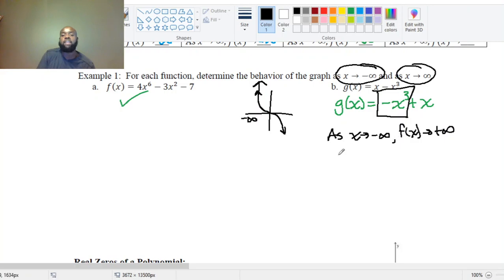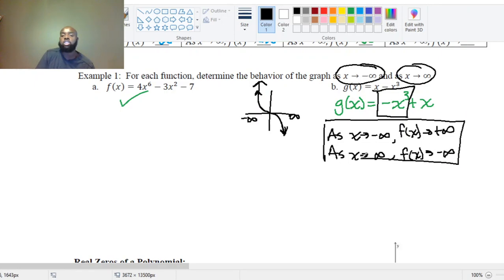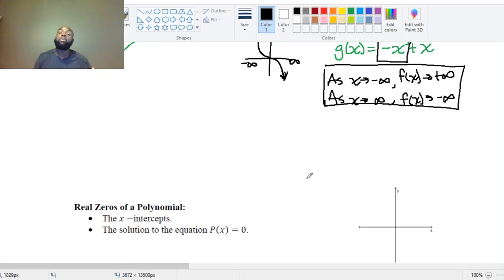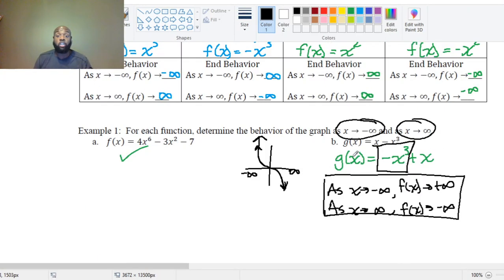You don't have to put the plus sign there. And as x approaches positive infinity, which is this side of our graph, our y values continue to go down. We can say f of x approaches negative infinity. This, my friends, is your end behavior of your function. So that's the end behavior of the function, right?